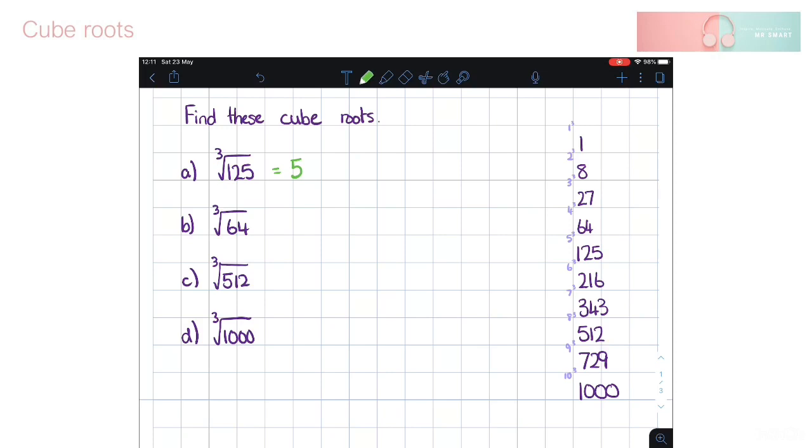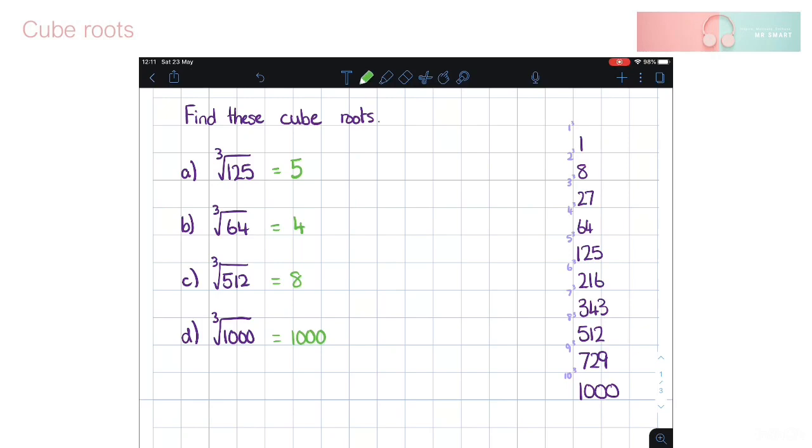For B, the cube root of 64 is 4, because the fourth cube number is 64. The cube root of 512 is 8, because 8 cubed is 512. And then finally, the cube root of 1000 is 10, and that's because 10 cubed is 1000.